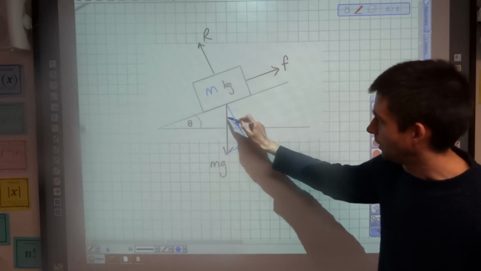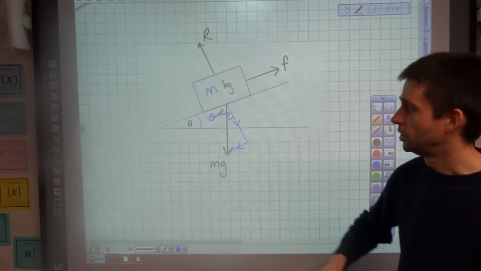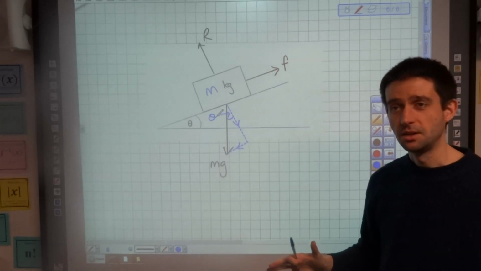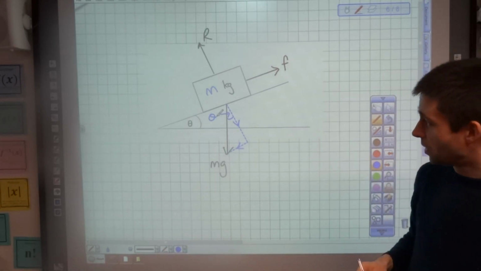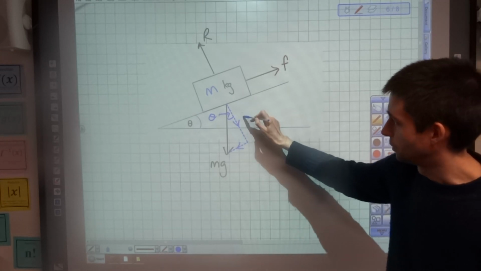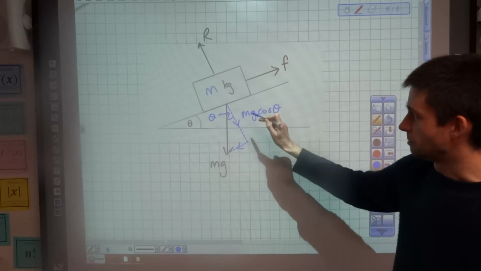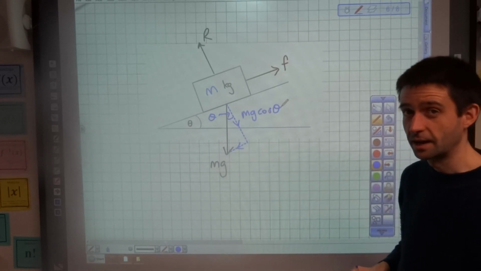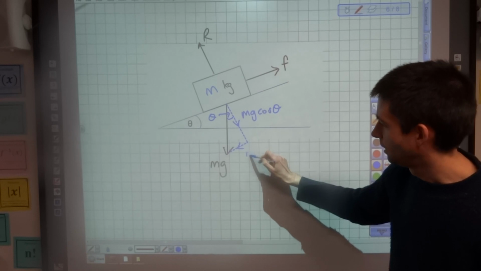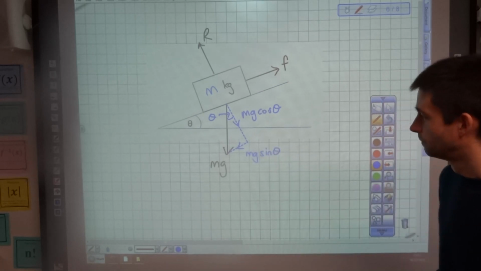Now, this angle here is going to be equal to theta, which is the angle at which the plane is inclined. And what that means is that this force here, which is adjacent to the angle, is going to be mg cos theta, so mass times gravity times cos of the angle. And this force here is going to be mg sine theta.